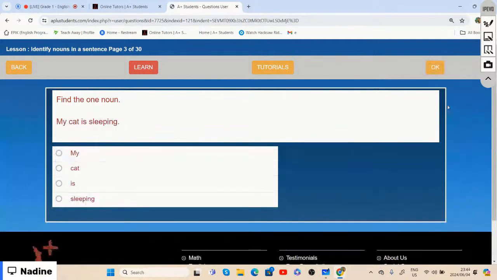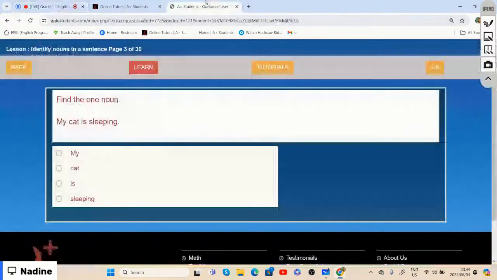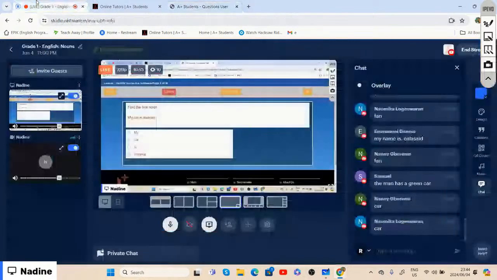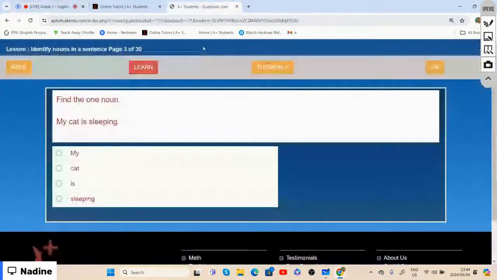My cat is sleeping. We need to find one noun within the sentence. My cat is sleeping. So we need to identify the one word that is a noun within the sentence. Is it my, is it cat, or is it sleeping?